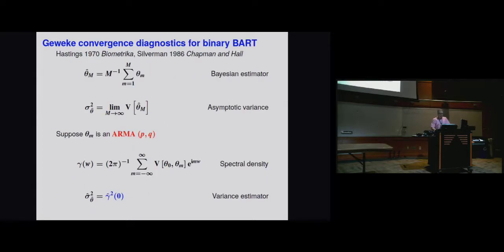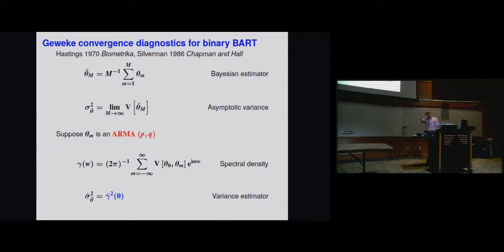Okay. All right, so Rob just showed you that with a continuous outcome, checking the convergence is trivial, right? You have this nice variance parameter, and you just watch that parameter and see what happens. It's awesome. Well, guess what happened here? Where's the variance in binary BART? No variance, right? No variance. So I went back to Geweke.